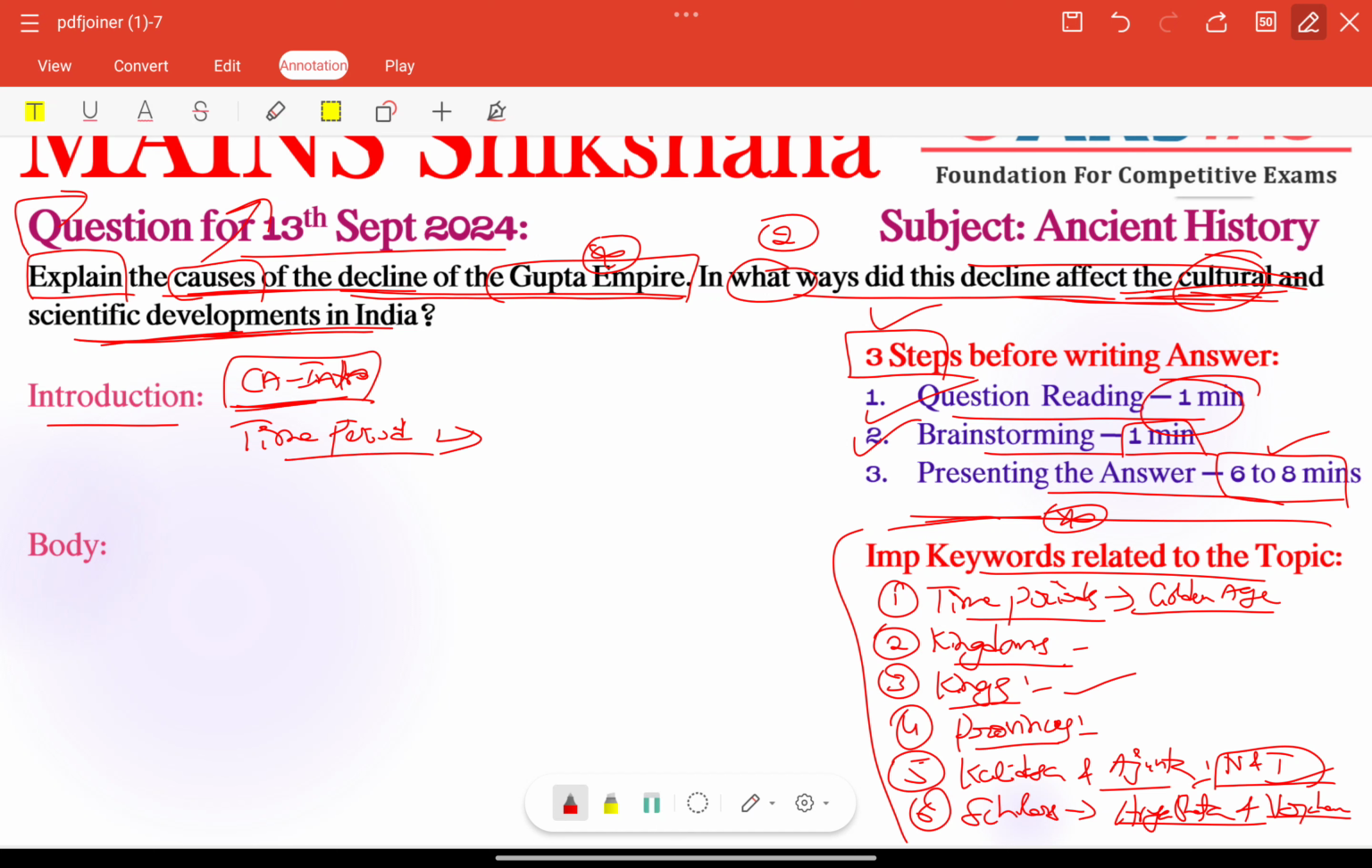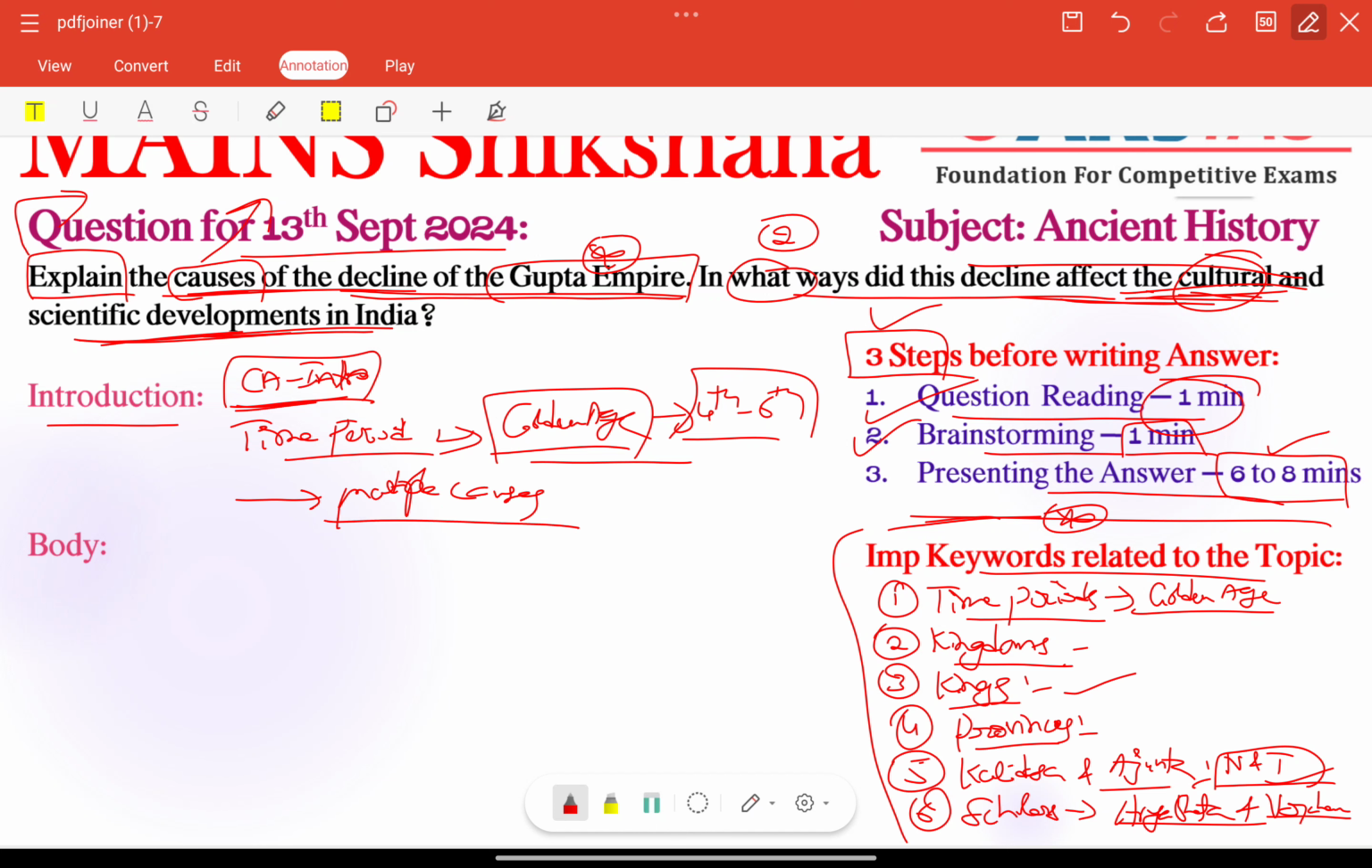So the Gupta Empire is often referred to as the golden age of India. That is very important, and we need to include these types of keywords. It made significant contributions to art, culture and science, spanning from the early 4th century to mid 6th century. We need to include this time period. Then its decline related issues we need to focus on. We are not writing all the important decline causes here, but we are connecting: just mention that the decline of the Gupta Empire was a complex process with multiple causes. We are adding a connecting line.